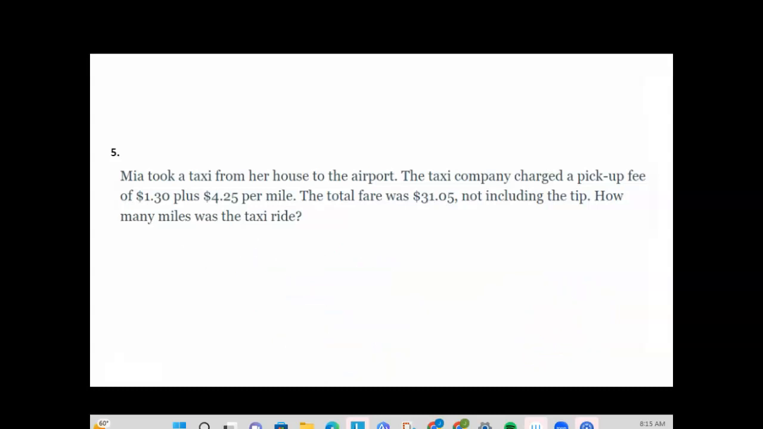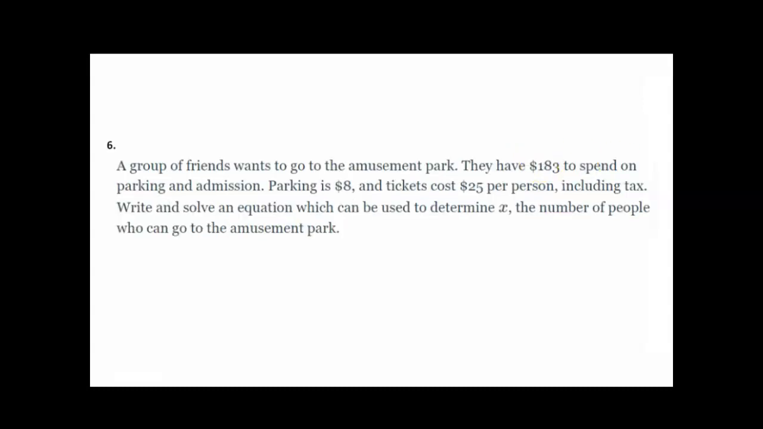All right. One more. A group of friends wants to go to the amusement park. They have $183 to spend on parking and admission. Parking is $8 and tickets cost $25 per person, including tax. Write and solve an equation which can be used to determine X, the number of people who can go to the amusement park.